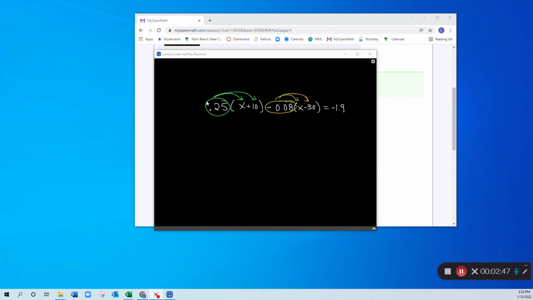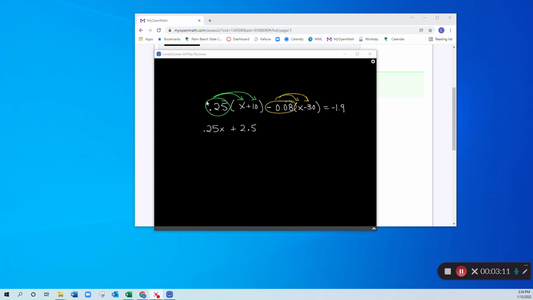All right, so let's go ahead and start with the first one, 0.25. I'm going to take 0.25 and multiply it times x. That gives me 0.25x. Then I take my 0.25 and multiply it times 10. It's getting bigger by a factor of 10, so I move my decimal place 1 point.